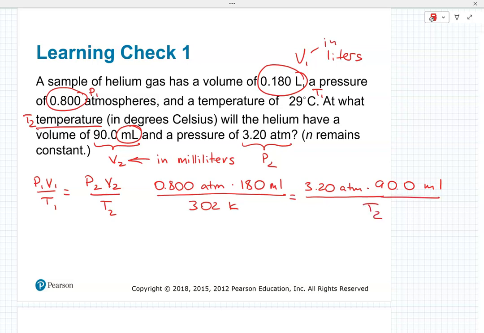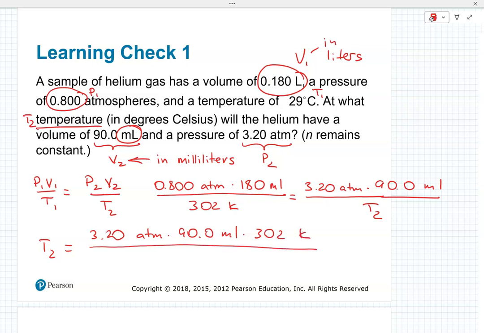That's it. So again, we can say that 320 multiplied by 90 ml multiplied by 302 Kelvin divided by 0.8 atmosphere and 180 ml. Whatever the number is, it's going to be in Kelvin. Does that make sense? And then you take the Kelvin and subtract 273.